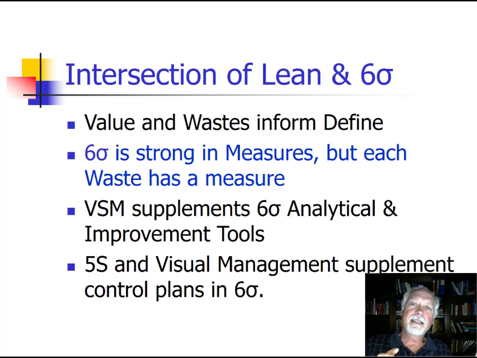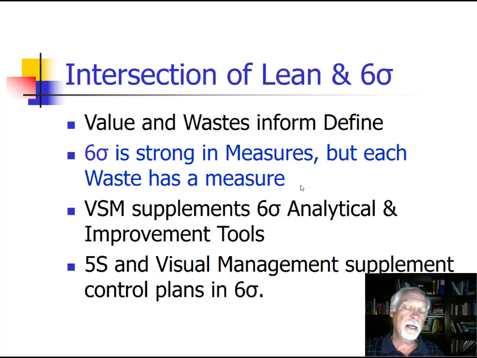How do lean and Six Sigma intersect? We don't want to combine these two just because they're two cool sets of advice. There's several different ways. Value and waste that we define in lean actually sort of inform the define phase of Six Sigma. Six Sigma is strong in measures, that's the second phase, but each waste of lean has a measure as well, as does the value stream map.